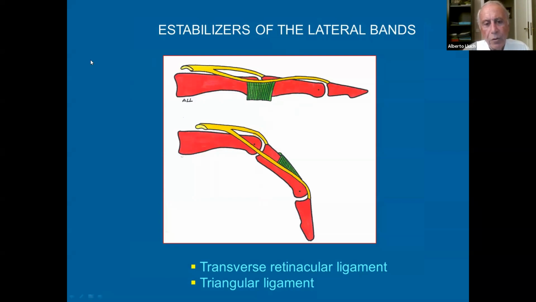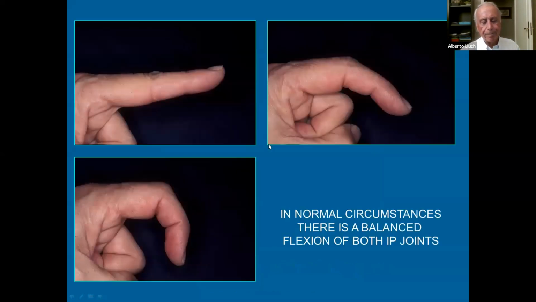Another thing that we would like to mention is that if you cut just the central slip, preserving the triangular ligament, so you always have the lateral bands on the dorsum of the PIP joint, you will never have a boutonniere deformity or a loss of extension. In order to have a boutonniere deformity, there always has to be an anterior displacement of the lateral bands.